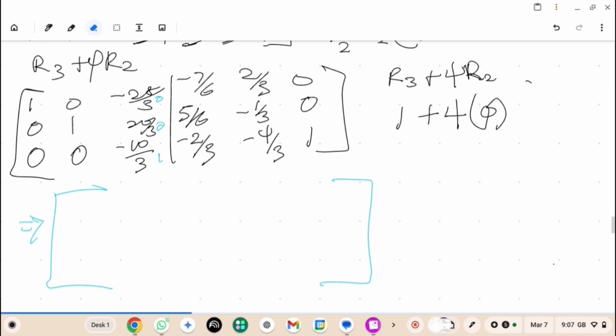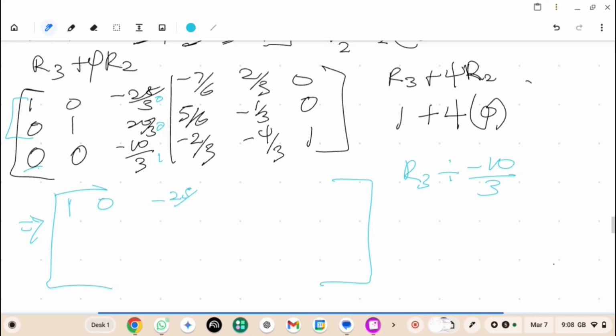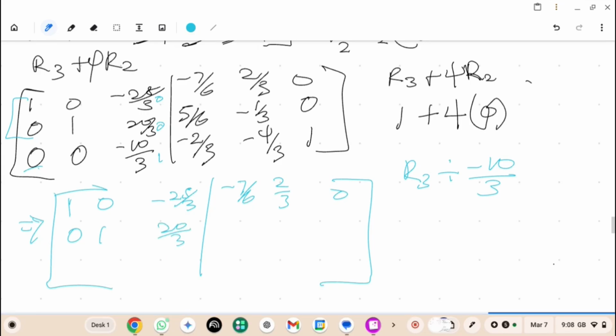So we say root 3 divided by negative 10 on 3. You see, when you divide 0 by any number, it's 0. First of all, let's write these elements since they are not being affected. So you have 1 here, you have 0, you have negative 25 on 3, negative 7 on 6, 2 on 3, 0. You have 0, 1, 20 on 3, 5 on 6, negative 1 on 3, 0 here.